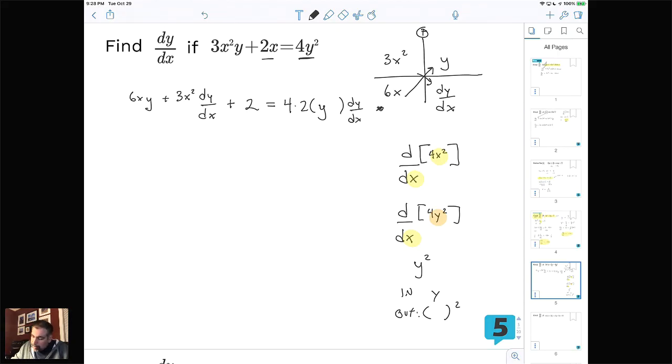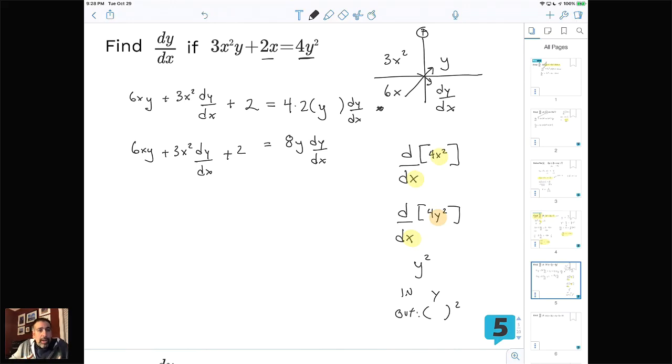So I saw a lot of people writing in the chat that we're going to end up with 8y dy over dx on this side, and I agree with them completely. And I also saw a lot of people coming up with the correct answer on the other side. So let's just kind of clean this up. We got 6xy plus 3x squared dy over dx plus 2 equals 8y dy over dx.